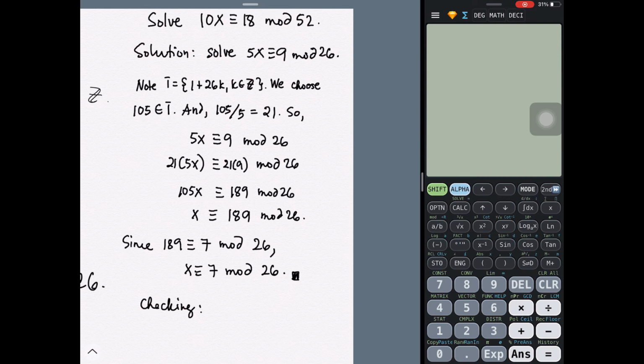After solving this linear congruence, we now have our simplified answer, and that is x is congruent to 7 modulo 26. Observe that in verifying this answer, we can definitely use either the congruence 10x congruent to 18 modulo 52 or 5x congruent to 9 modulo 26.